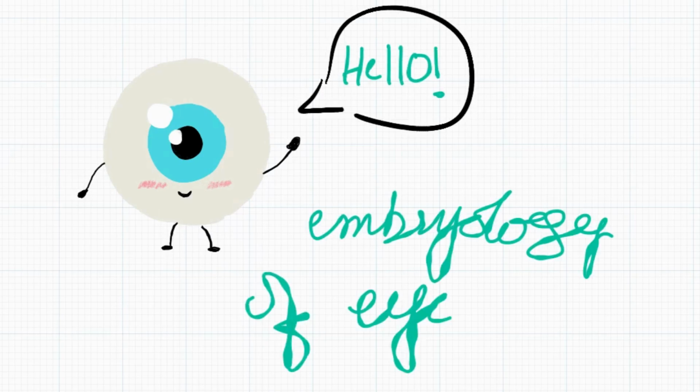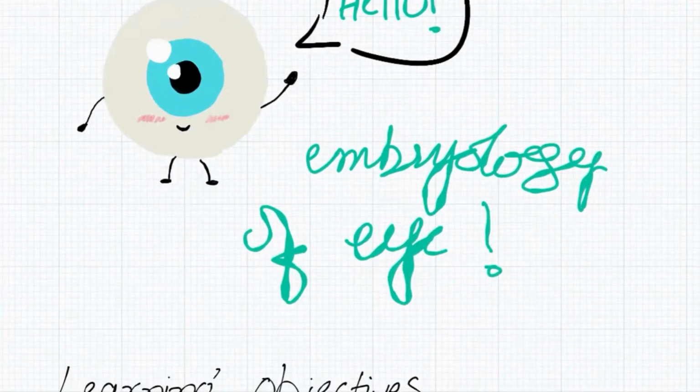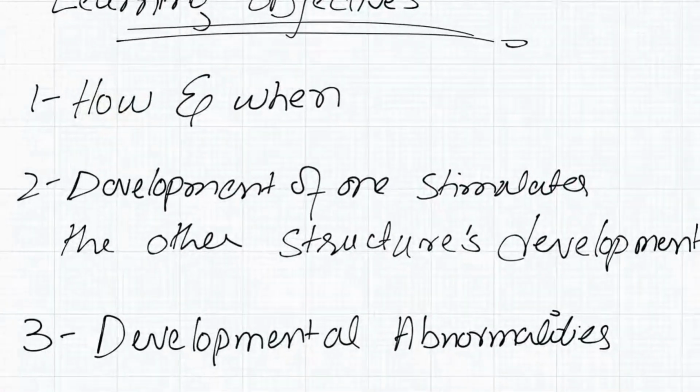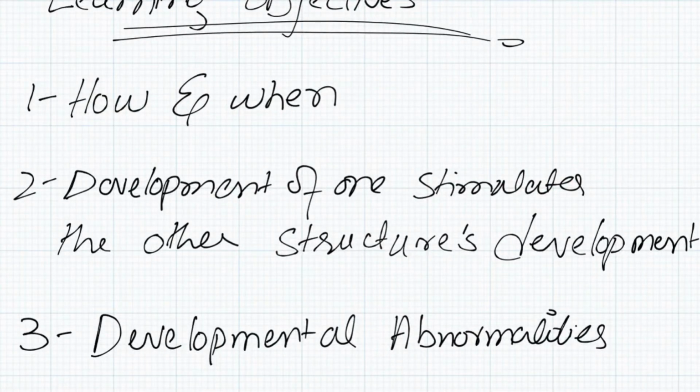And today we're going to learn embryology of the eye. In this video, we will learn how and when different structures of the eye develop and how the development of one structure of the eye stimulates the development of another structure of the eye. And in the end, we will discuss some major developmental abnormalities of the eye.